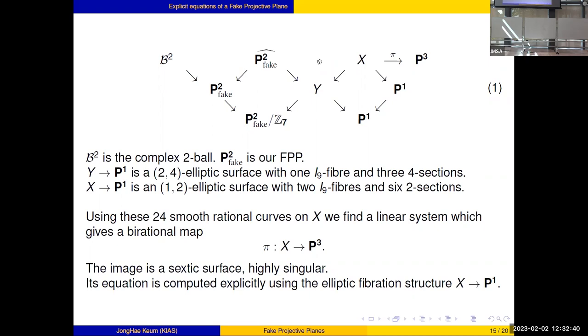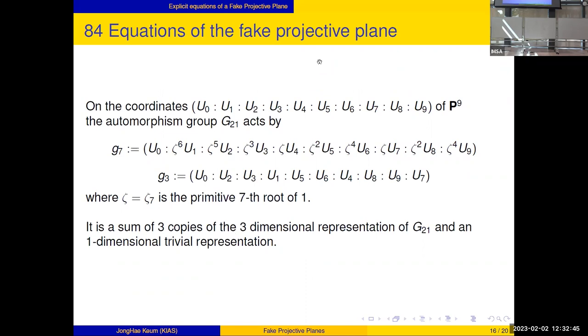There are 84 equations of this plane. On the coordinates of P9, I choose u0 through u9. And the automorphism group G21 acts by order 7 diagonally, because zeta is the 7th root of unity. And order 3 rotates 3 coordinates, fixing the first coordinate. So it is nothing but a sum of 3 copies of the 3-dimensional representation of this non-abelian group and a 1-dimensional trivial representation. The first coordinate is trivial, and 3 coordinates rotate.